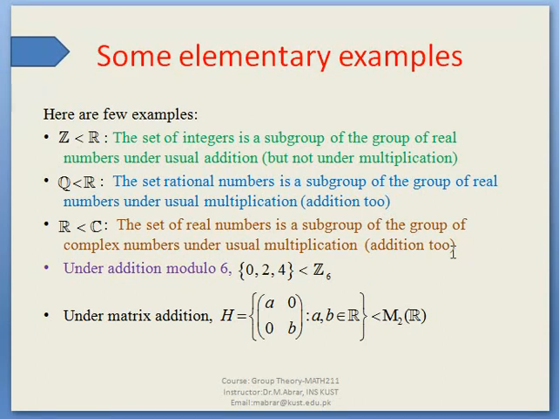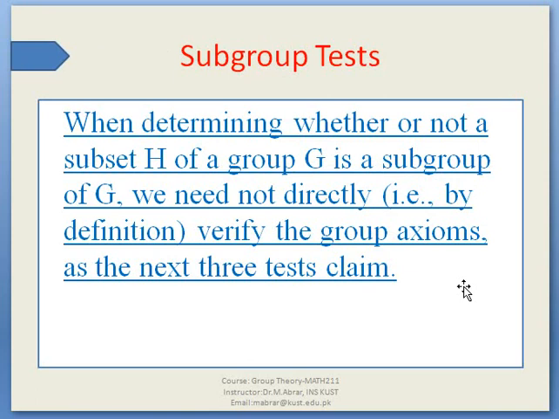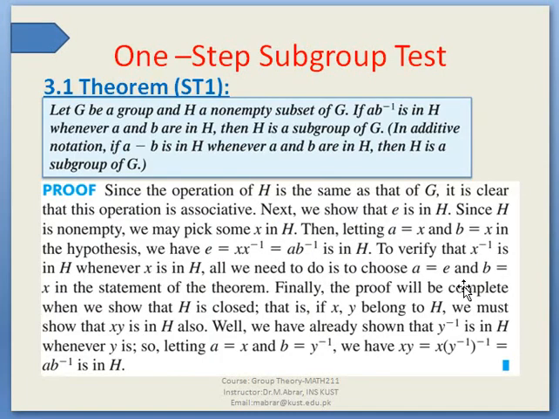But next we have some tests. So the question is how to prove a subgroup. When determining whether or not a subset H of a group G is a subgroup of G, we need not directly verify the group axioms, as we have the next three basic interesting tests. The first one is the one-step subgroup test. We will abbreviate it by ST1.